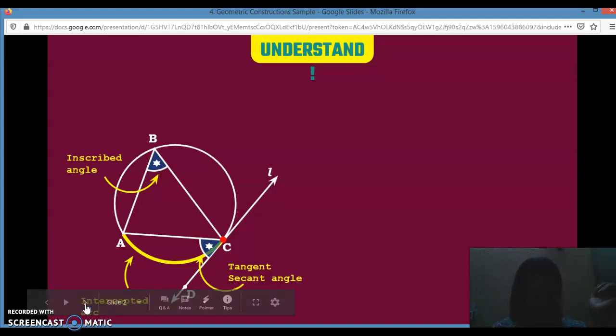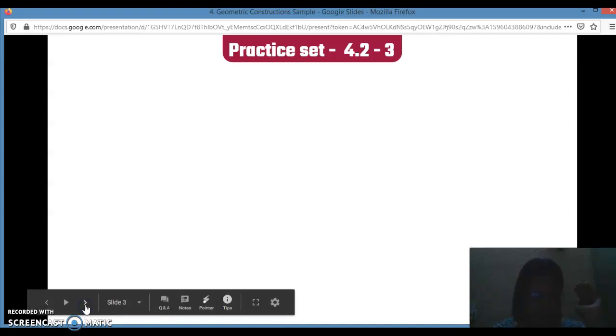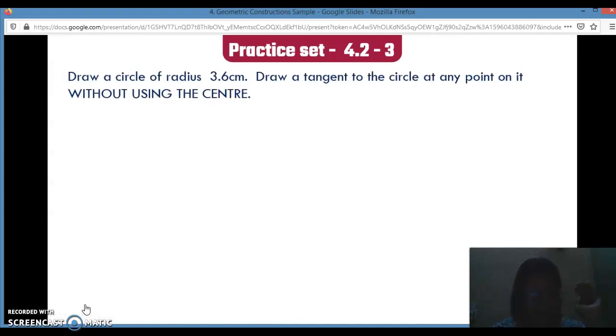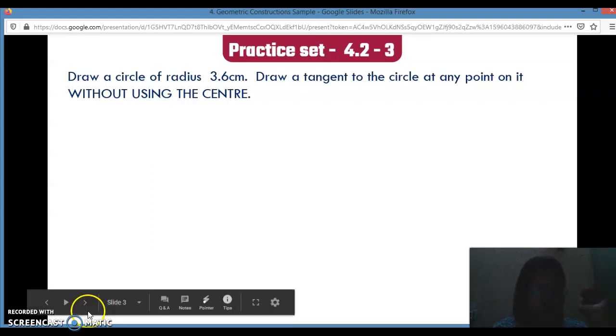Now, I am taking you towards the first type of construction. Draw a circle of radius 3.6 cm. Draw a tangent to the circle at any point on it without using the center.